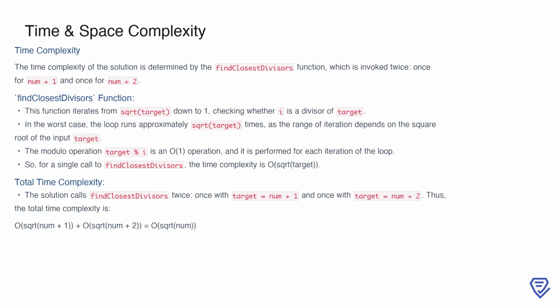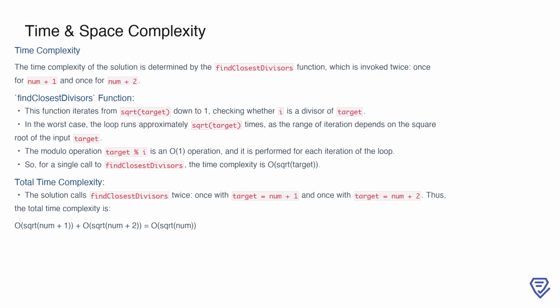The time complexity of this solution revolves around the find closest divisors function, which is the core computational step. This function is called twice, once with number plus 1 and once with number plus 2. Within find closest divisors, we iterate from the square root of the target down to 1, checking if i is a divisor of the target number. The reason we only iterate down to the square root is because divisors always appear in pairs, so once we pass the square root, we've already accounted for all possible divisor pairs.